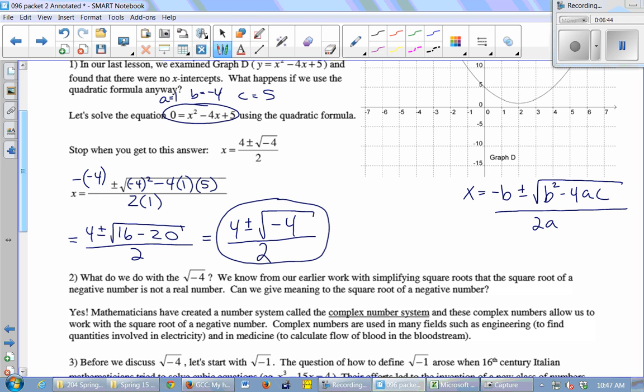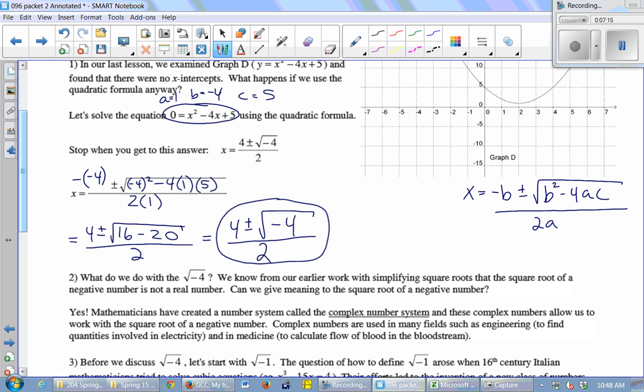Like 2. Does 2 work? 2 squared is positive 4, not negative 4, right? Okay, what about negative 2? Negative 2 squared is still positive 4. So there's no real number that you can multiply times itself and get negative 4. Okay, so we know from our earlier work this semester, simplifying square roots, that the square root of a negative is not a real number. But can we assign some meaning to the square root of a negative number?